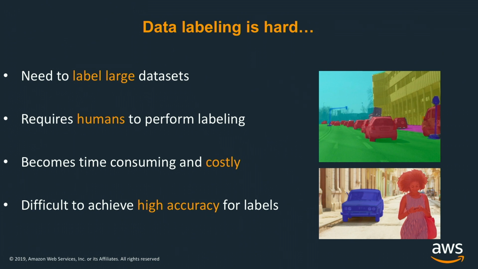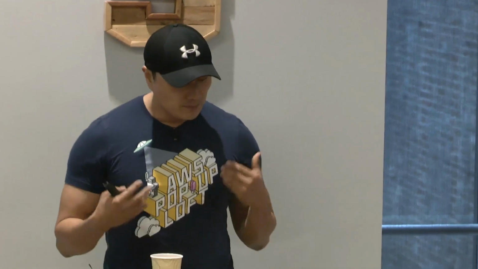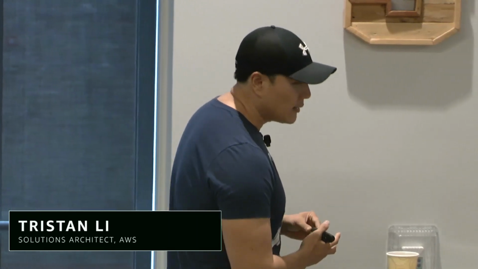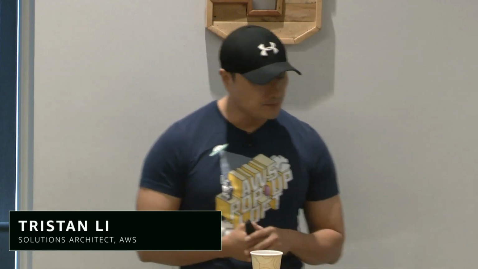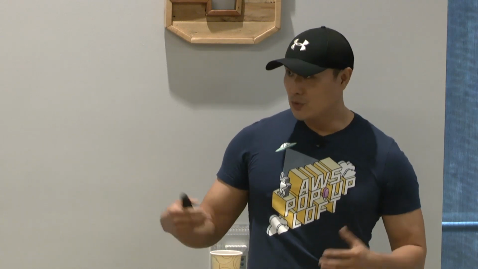Typically for image classification, you probably want to have at least 1,000 to 10,000 images, right? Trying to label that will take you hours, if not days, right? And it also requires humans because you have to train the machine. You have to tell the machine where the dogs are, or whether this is a dog image or not, whether there's a dog in the image or not. So it requires a lot of human labor to actually label that data. And then it becomes time-consuming and costly.